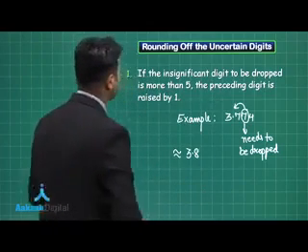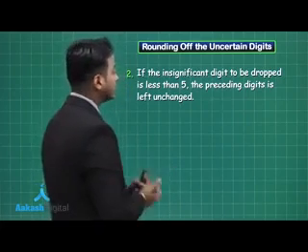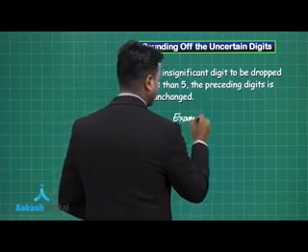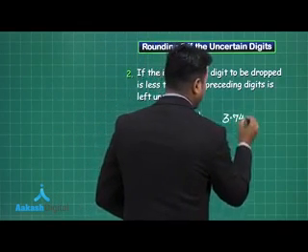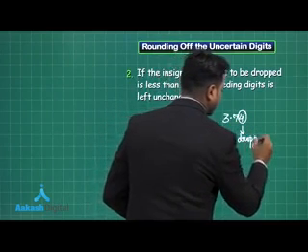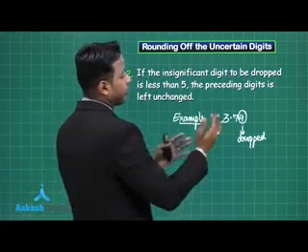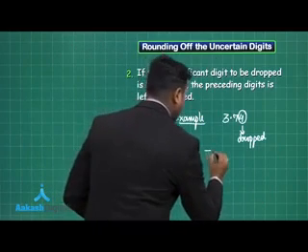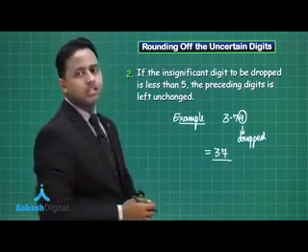Now, rule number 2. If the insignificant digit to be dropped is less than 5, the preceding digit is left unchanged. For example, 3.74. Let's suppose I'm circling this 4. This needs to be dropped. What is going to happen? Since this is the number 4, which is less than 5, the preceding digit will remain unchanged and you can directly drop it. So this number will become 3.7. I hope this is clear to you.